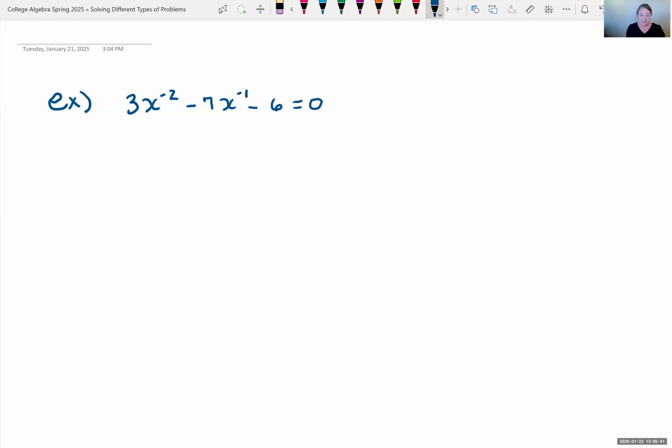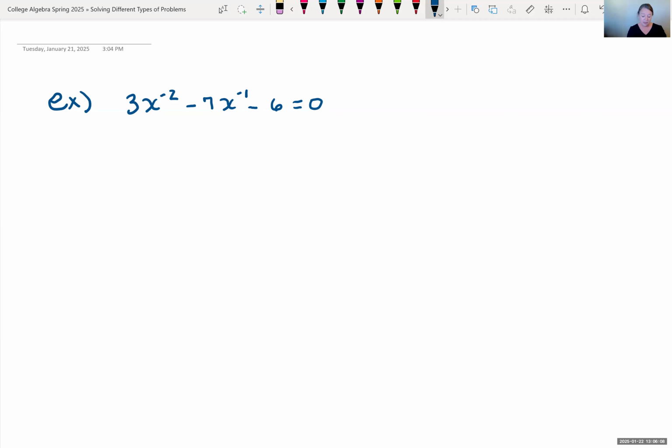We've been looking at different types of equations. Yesterday at the end of class, we were looking at different types of equations that we could use substitution to manipulate it to look like a quadratic equation to solve. So you have an example in front of you, 3x raised to the negative 2 power minus 7x raised to the negative 1 power minus 6 equals 0. So there's different ways that we can approach solving this.